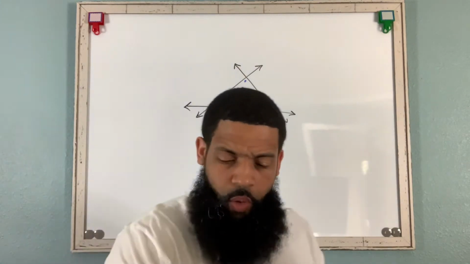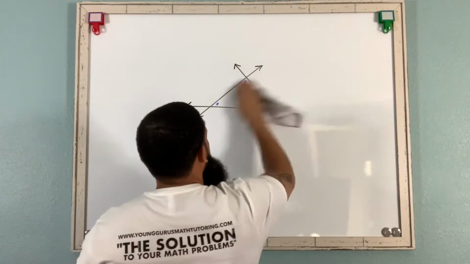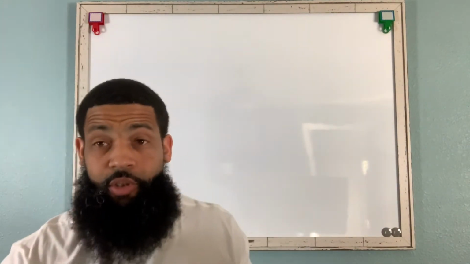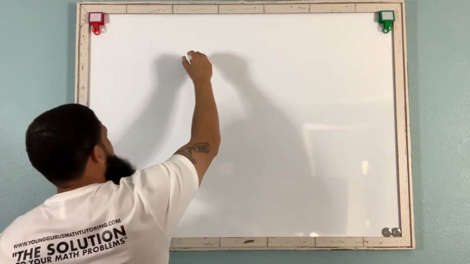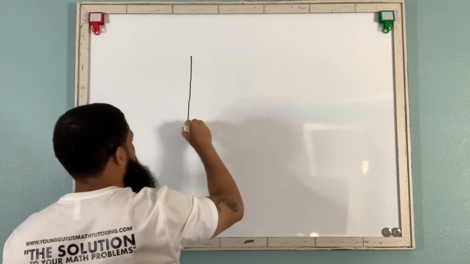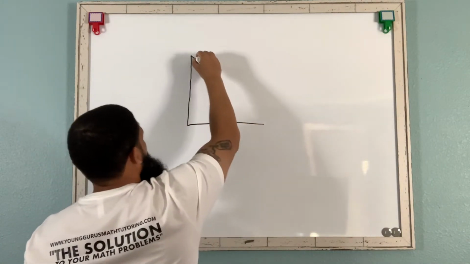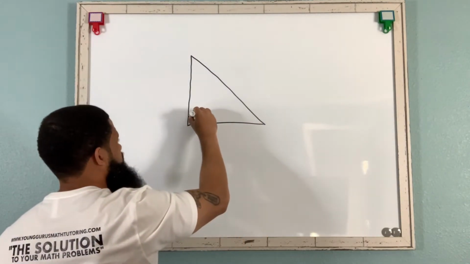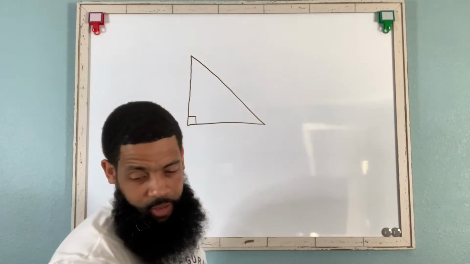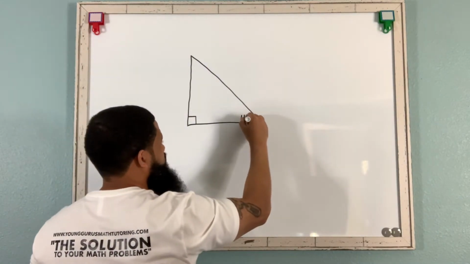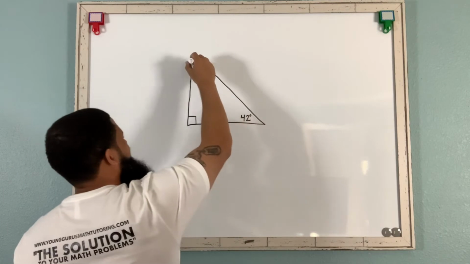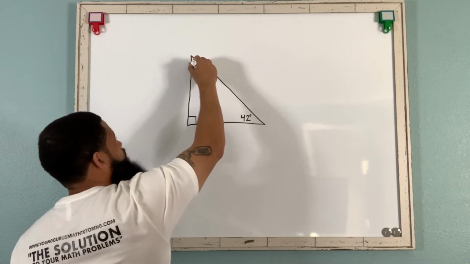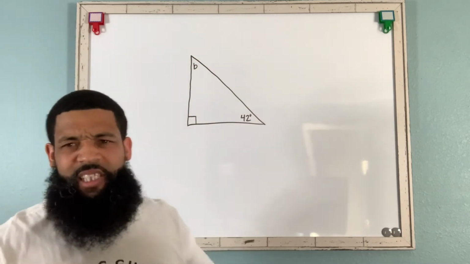So now, when I look at a triangle and I'm trying to find out the measures of the interior angles, I want to look at something like this. So let's look at this first example. Let's say we're given this triangle here, and it's a right triangle, and we're given that this angle measure is 42 degrees. And let's just say this is angle B.